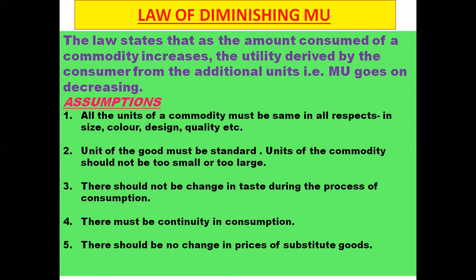Because if the price of tea falls, what happens? The consumer is consuming coffee, suppose. If the price of tea falls, the consumer will start consuming tea. So law of diminishing marginal utility will not operate because the person has shifted his consumption from coffee to tea. So law of diminishing MU will not operate.